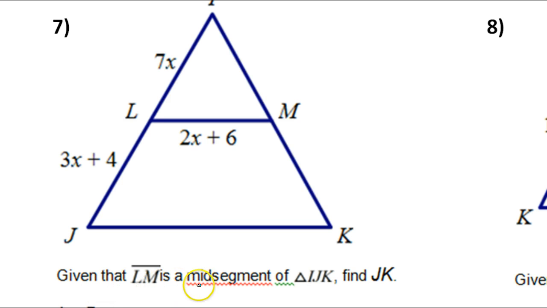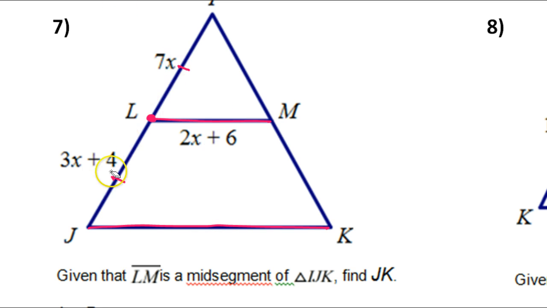Okay, LM is a mid-segment of the triangle, and we're supposed to find JK. Alright, so JK is down here, so that's what we're trying to find. But if this is the mid-segment, so that means this is a midpoint, so that means these two sides are congruent to each other. Alright, but it also means that this bottom, the base JK, is double the size of the mid-segment LM. So for example, if this turns out to be 10, then this would be 20, for example.